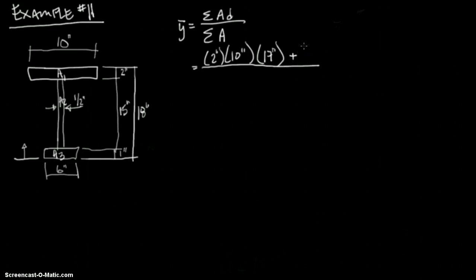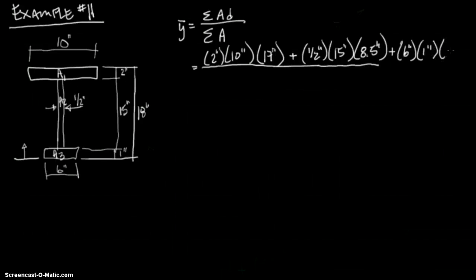And then we go to A2. A2 is a ½ inch times 15 inches times the distance to the centroid of this section, which is 1 inch plus half of 15. Half of 15 is 7.5, plus 1 is 8.5, so we have 8.5 inches. That's A2. A3 is 6 inches times 1 inch times a ½ inch, which is the distance. The distance to the centroid of the bottom is half of 1.